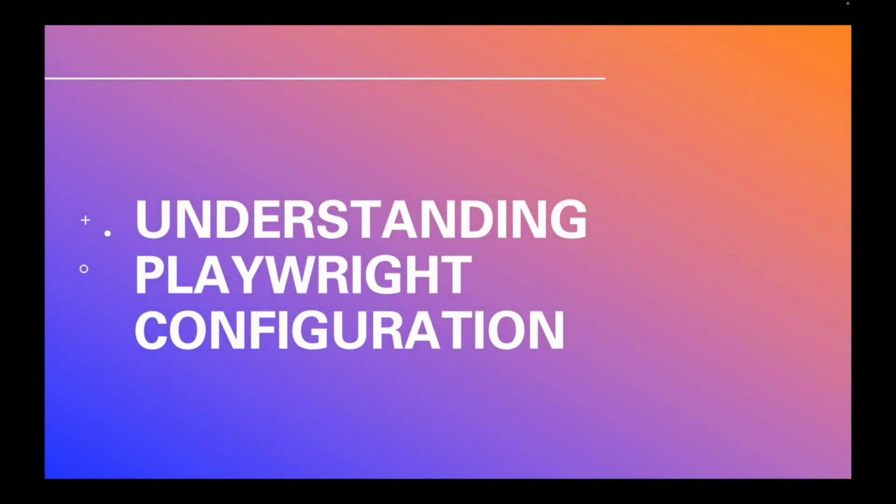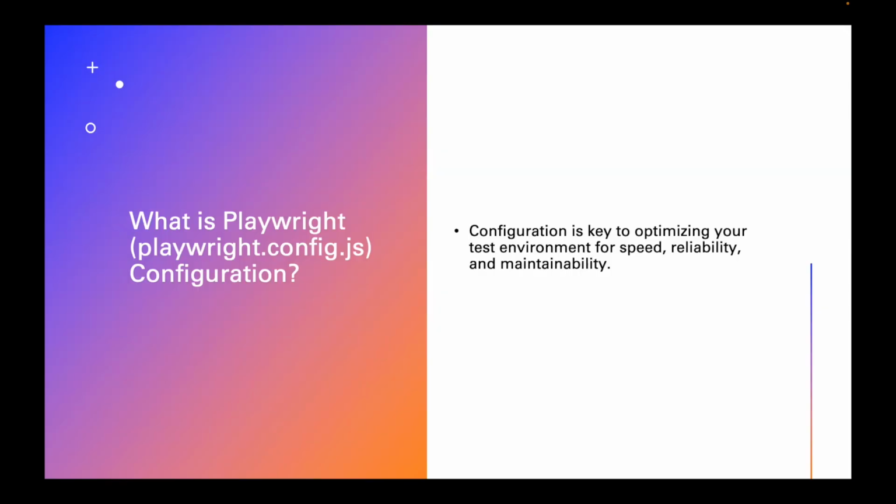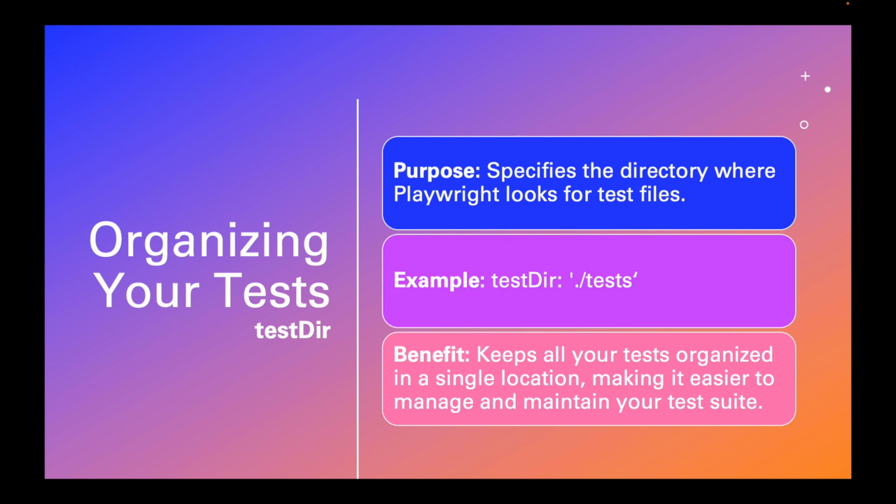Understanding Playwright configuration. In the previous section, we already updated the base URL in the Playwright configuration file. Now I would like to walk you through the default settings in this configuration file and explain what each one does. So let's start with the playwright.config.js file. You can organize your tests with the testDir. It's also located in this configuration file, and this is set by default to the tests folder. You can here specify the directory where Playwright looks for the test files and keeps all your tests organized in a single location, making it easier to manage and maintain your test suites.